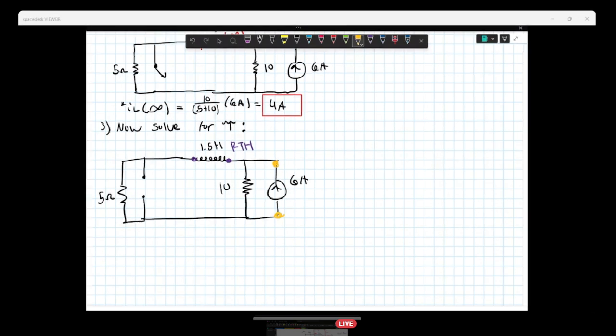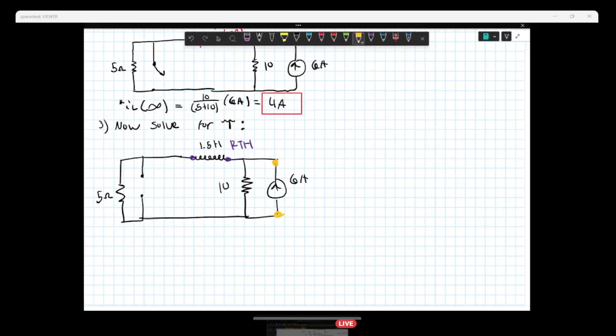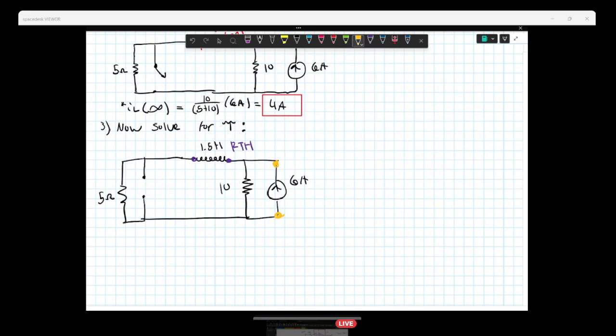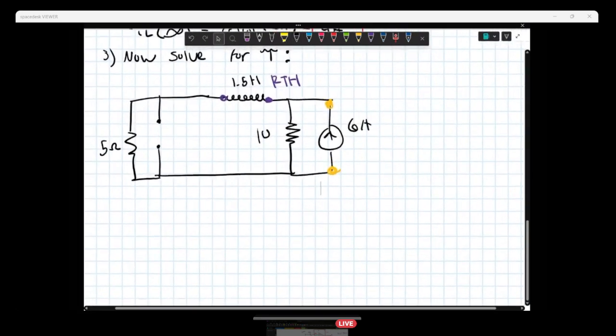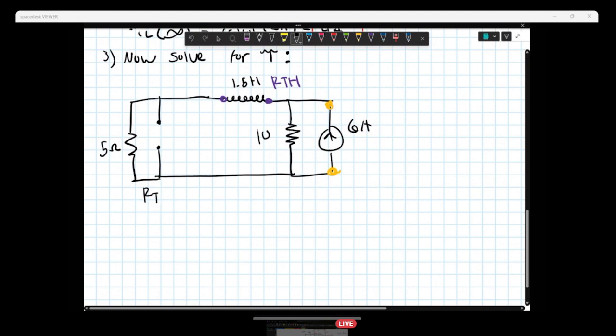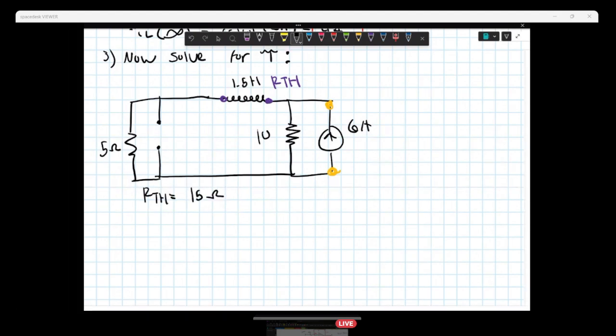Parallel? Series, 5 plus 10, 15? Is the switch open? Are they in series? Yeah, I thought they were in series, so 15, right? Yeah, it would be series. So 15. Everyone agree? Okay, open. So it's 15 ohms.